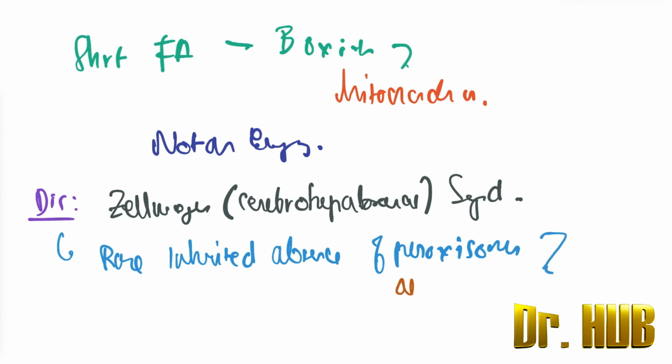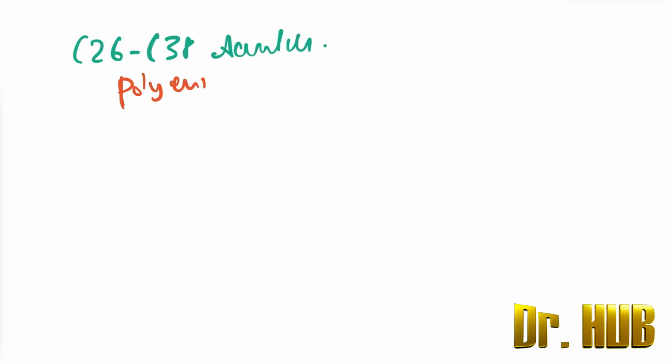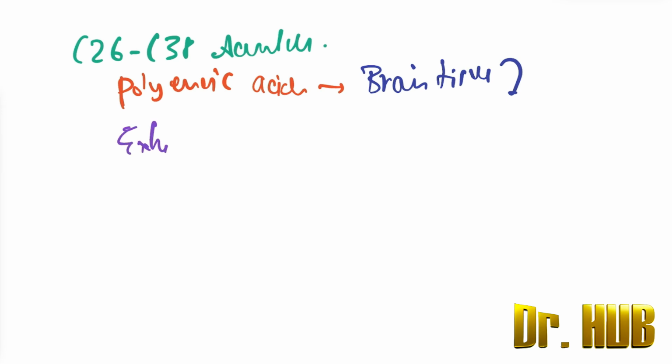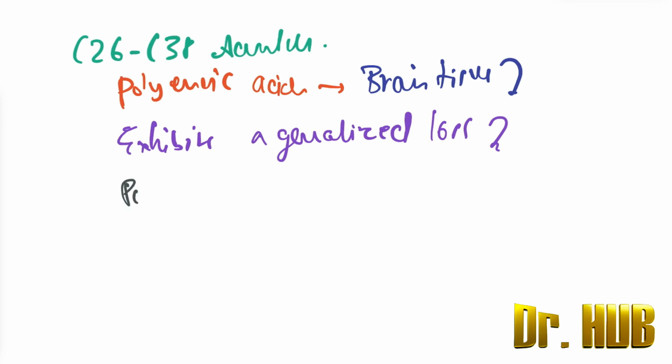This is in all the tissues. So they accumulate C26 to C38 polyenoic acids, and this is in the brain tissue. It also exhibits a generalized loss of the peroxisomal functions.